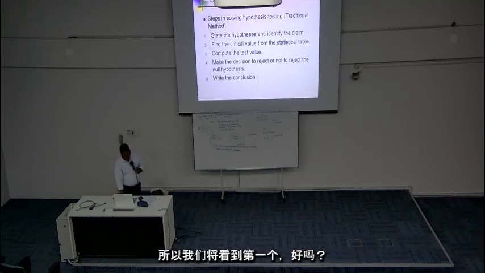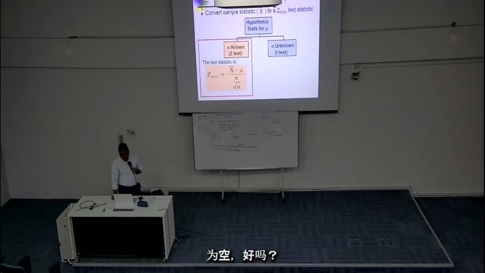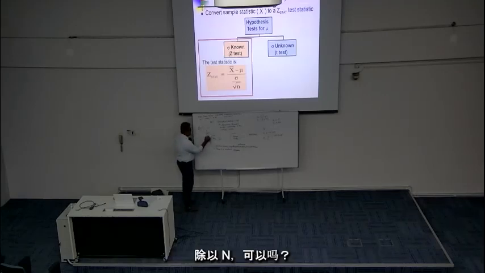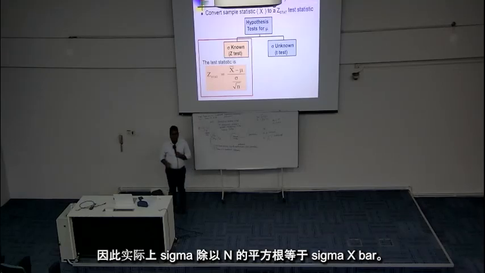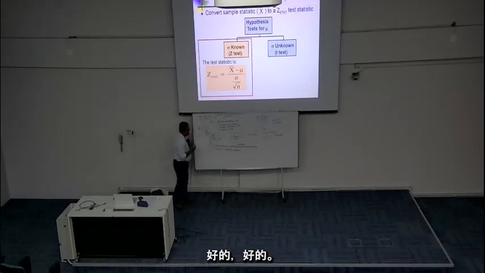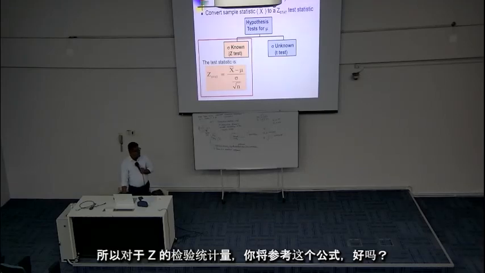So we will see the first one. The first one is the Z test of hypothesis for the mean when sigma is known, so we will use the Z test. The Z test here is equal to X bar minus mu, divided by sigma divided by square root of n. Actually, sigma divided by square root of n is equal to sigma X bar; they just change the formula here. So for the test statistic for Z, you will refer to this formula.